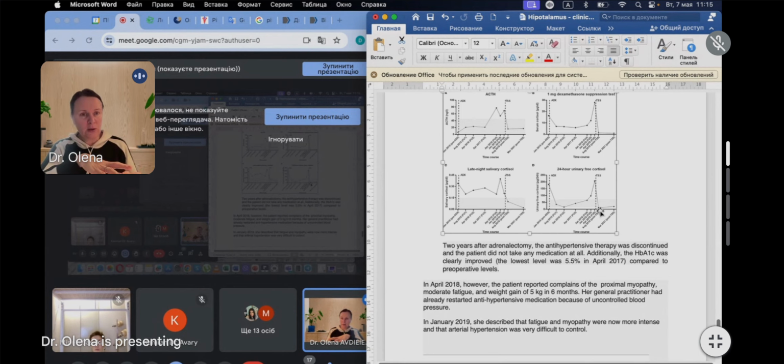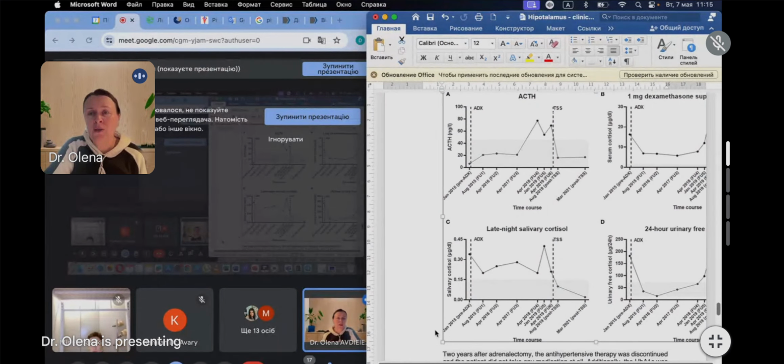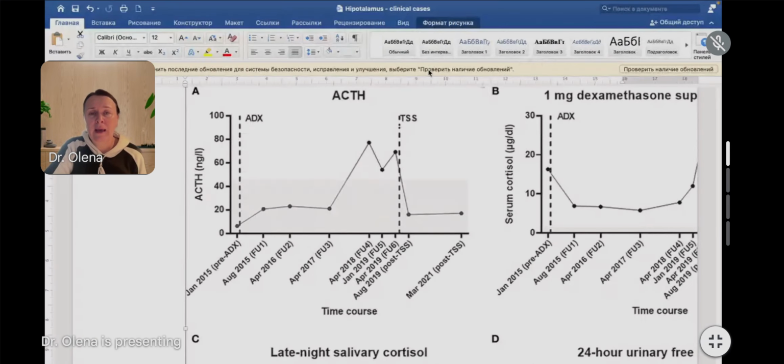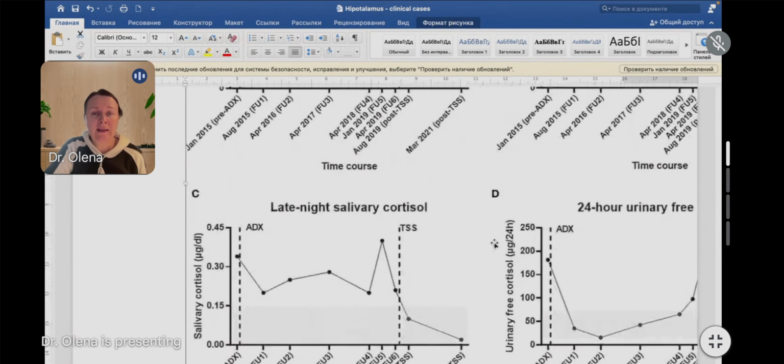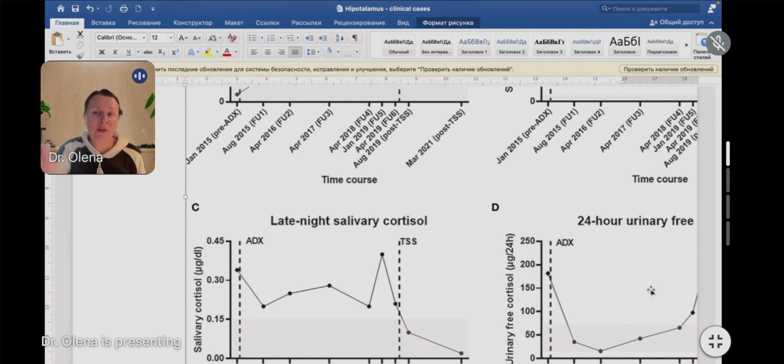We should control the cardiovascular system because around 5 years after the first operation, we are not sure that everything is okay, and maybe some other diseases appear, new diseases appear in the patient's body. In these diagrams, you see the dynamics of some parameters in her body during these 5 years: ACTH, dexamethasone suppressive test, night salivary cortisol test, and quantity of cortisol in urine.